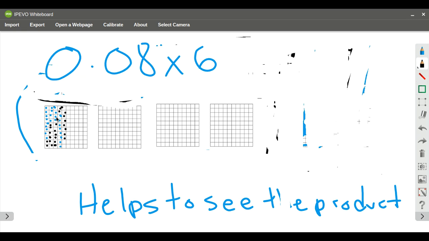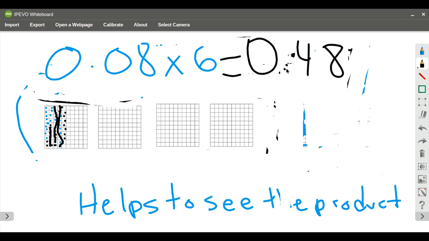So when I take a look at what I have that's been shaded in, I have 1 tenth completely shaded in, 2 tenths, 3 tenths, 4 tenths completely shaded in, and then I have 8 hundredths. So my answer is going to be, I don't have a full grid shaded in, so I have 0 decimal 4 tenths shaded in, and then 8 hundredths shaded in. So my answer is going to be 0.48, or 48 hundredths.